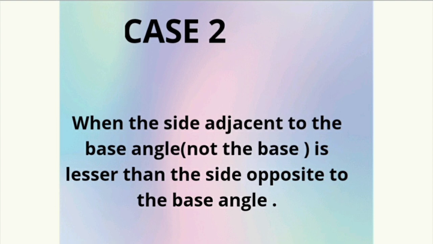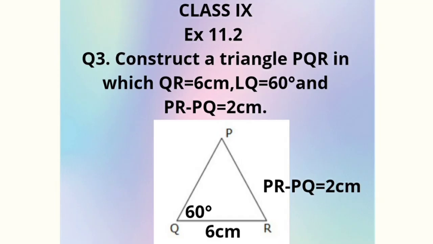For the same, we will consider a question in which we have to draw triangle PQR in which the base is 6 centimeter, the base angle is 60 degree, and the side opposite to the base angle, that is PR, is greater than PQ. Then only we have this information given as PR minus PQ is 2 centimeter.